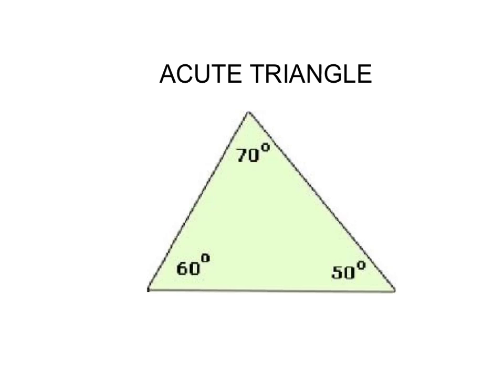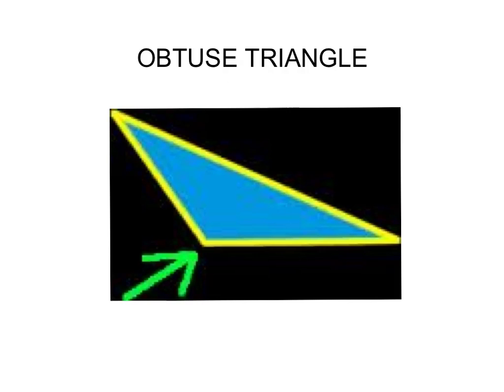My next one is an acute triangle. An acute triangle is all three angles are less than 90 degrees, so this would be an acute triangle. Here is the third example, which is an obtuse triangle. You can see that this green arrow is pointing to this angle here. This angle is greater than 90 degrees, so it is an obtuse triangle.